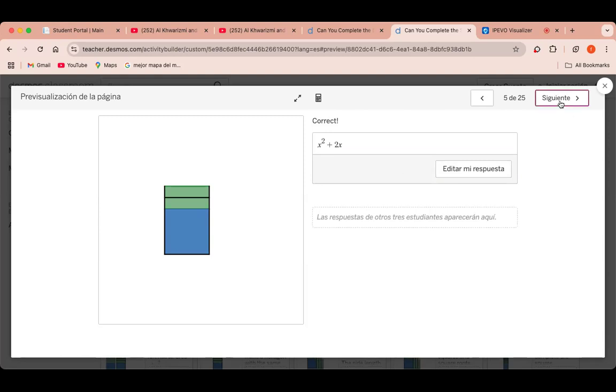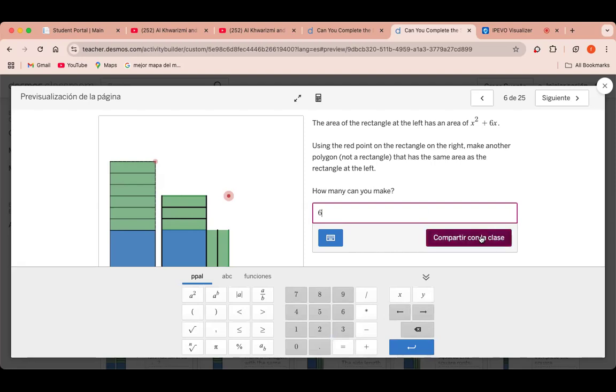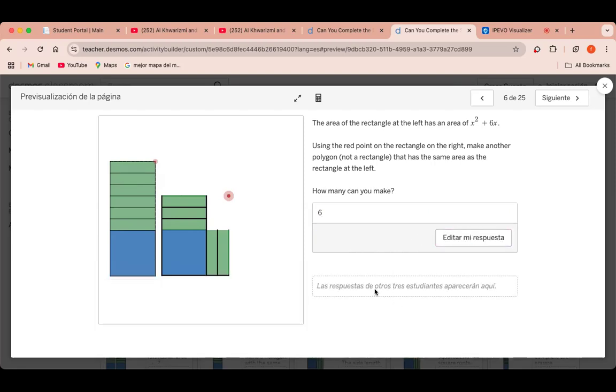So this is more when the students work for themselves, and then they continue with the next exercise. For example, here you have the original rectangle, x squared plus 6, and then you can move the pieces and create another shape, not necessarily another polygon, but with the same area. They can move them and answer how many they can make: 1, 2, 3, 4, 5, 6, 7. And then once again, we can see the answers of the students.